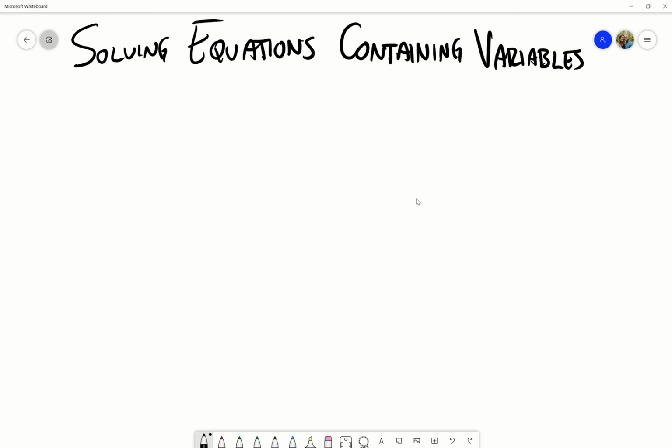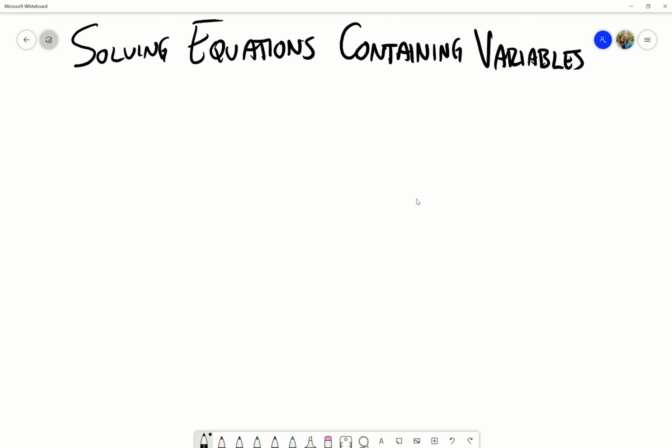So today we are talking about solving equations containing integers. And the point of what we're going to do today, our goal by the end of this lesson, is you should know how to solve one-step equations with integers.